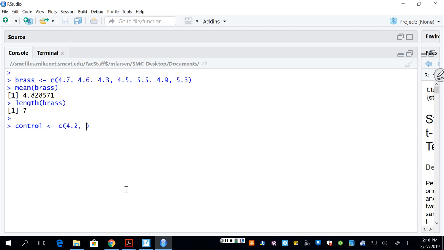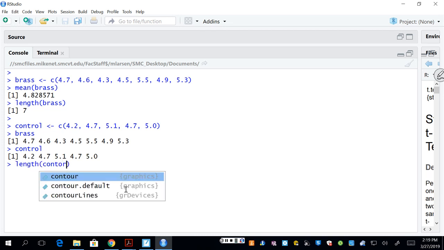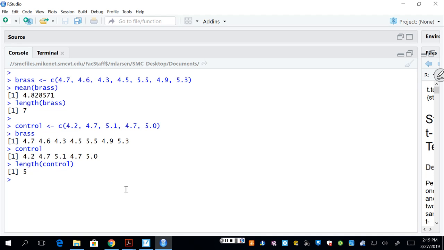And in the control group, if their data looked like this, 5.1, 4.7, 5.0, we would have the brass players and their scores, and then the control group and their scores. There's only 5 of them, so that's a little bit less, the length of the control group. It's just 5. In R, there's a command called t.test. And if you put brass in here and control, it'll do a 2-sample t-test comparing those.